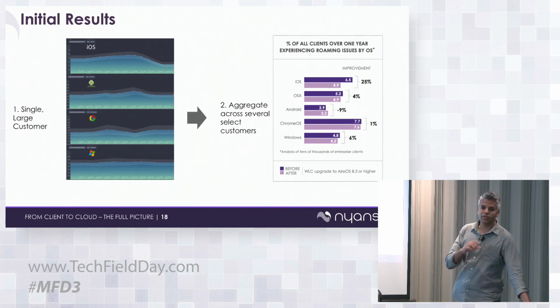Now, the thing is, iOS also started out worse than these other operating systems, in terms of the percentage of time that their clients had some kind of roaming issue when they roamed. So our very basic initial conclusion was that, okay, iOS roaming did actually improve significantly because of these changes, but they started out bad.